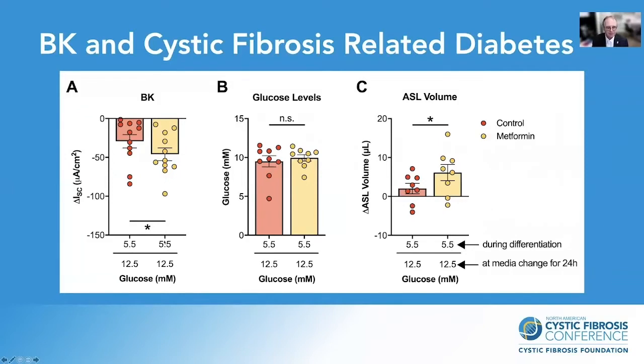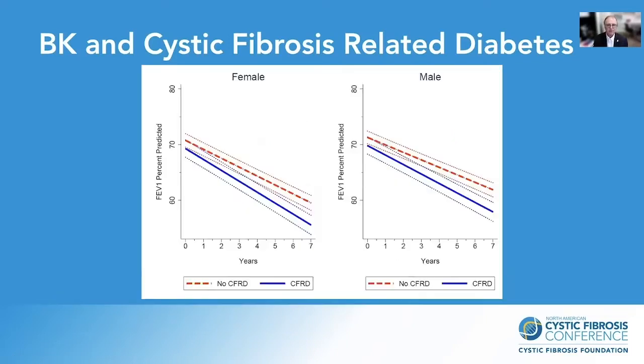You can see that metformin, an old medication for non-cystic fibrosis related diabetes, can actually rescue BK without affecting the glucose concentrations in these cells and rescuing the absorption. And we are actively working on understanding this effect much better.